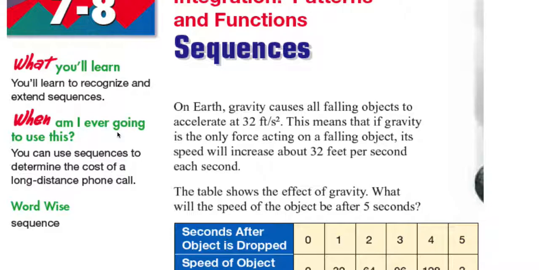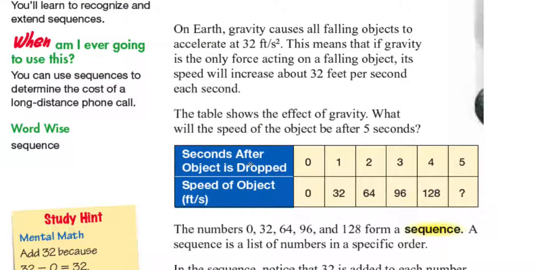So on Earth, gravity causes all falling objects to accelerate at 32 feet per second squared. This means that if gravity is the only force acting on a falling object, its speed will increase about 32 feet per second. This is what we call free fall, when gravity is the only force acting on an object. So it will fall at 32 feet per second each second.